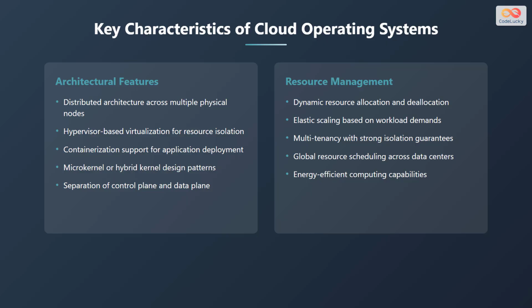First, architectural features include distributed architecture across multiple physical nodes, hypervisor-based virtualization for resource isolation, containerization support for application deployment, microkernel or hybrid kernel design patterns, and separation of control plane and data plane. Second, resource management includes dynamic resource allocation and deallocation, elastic scaling based on workload demands, multi-tenancy with strong isolation guarantees, global resource scheduling across data centers, and energy-efficient computing capabilities.